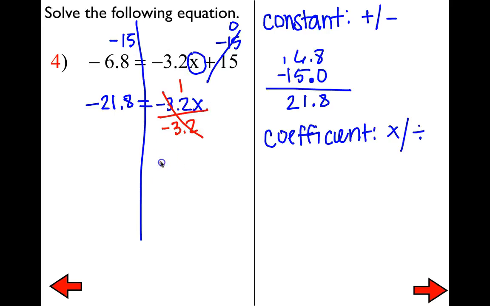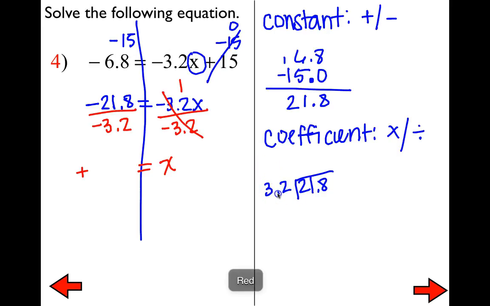1 times x is just x. But whatever you do to one side, you must do to the other. So I'm going to go ahead and divide this side by a negative 3 2/10 as well. A negative divided by a negative is a positive. Now I'm going to do some side work to figure out what this answer is. We have 21 8/10 divided by 3 2/10.